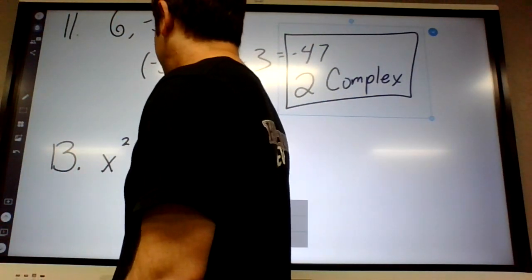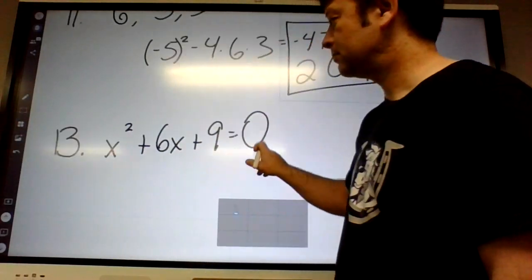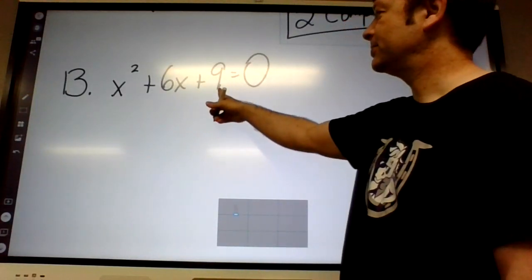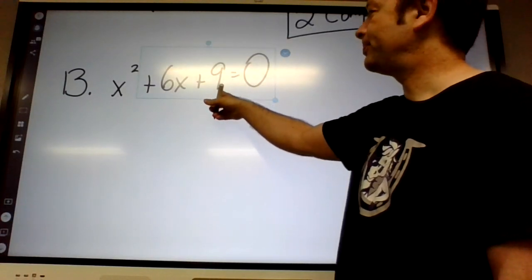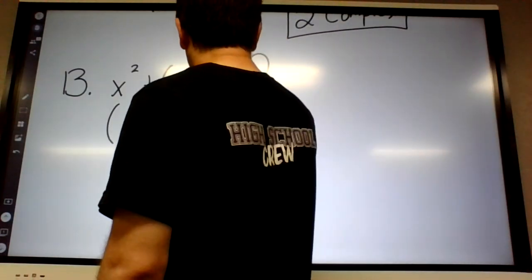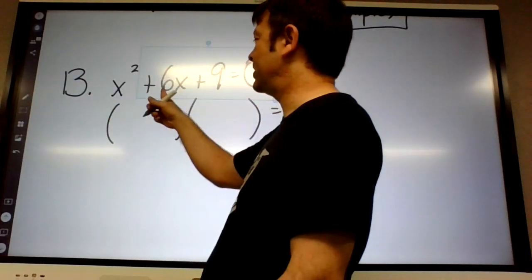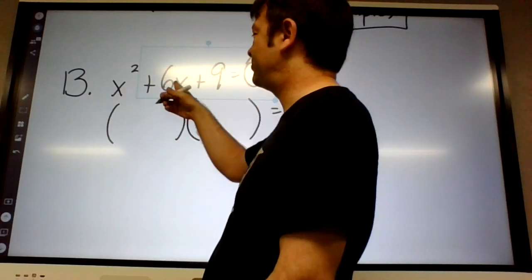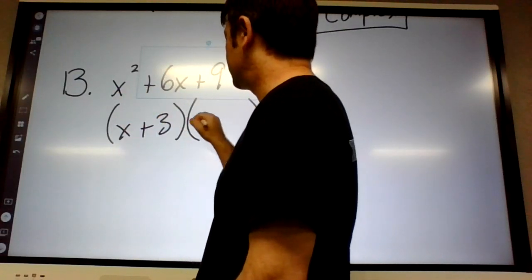So, does 13 factor? Yes, because remember this is like the first worksheet, this is actually before fall break. What multiplies into 9 that adds up to 6? Oh, 3 and 3. It's in 3-term factoring form. 3 times 3, 3 and 3.